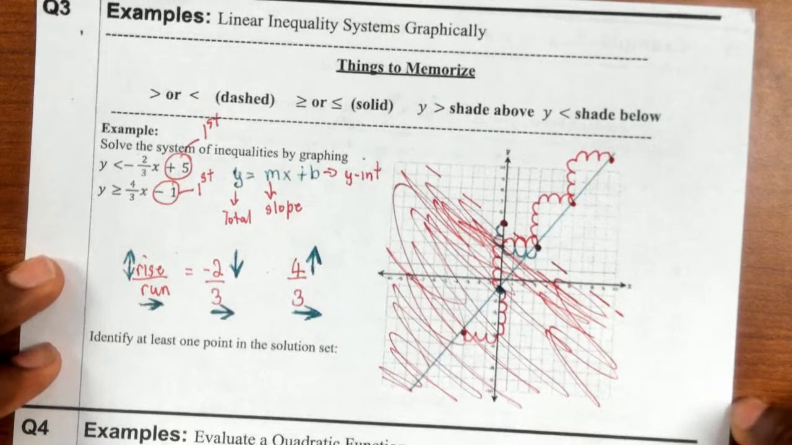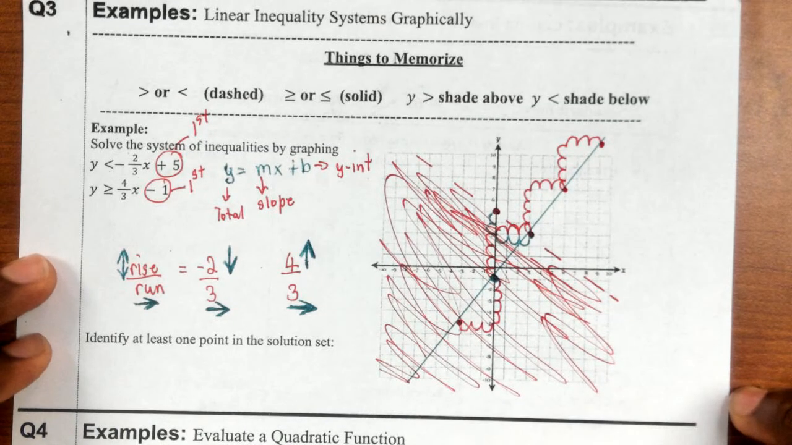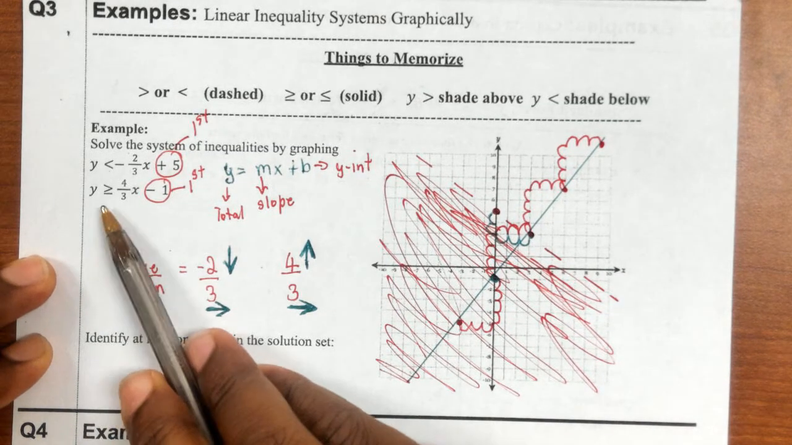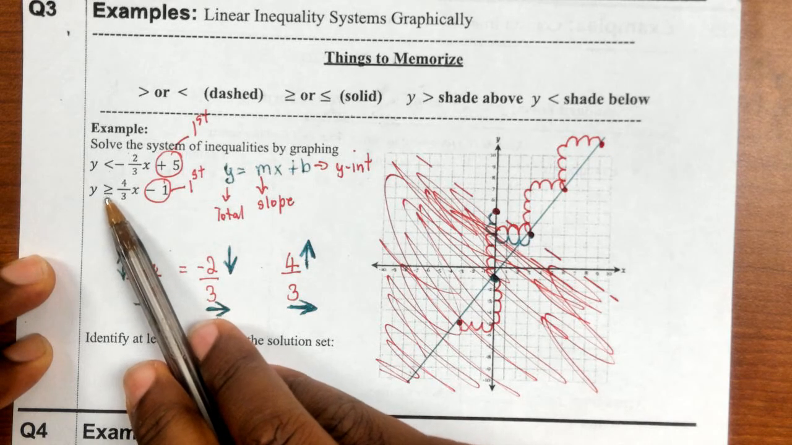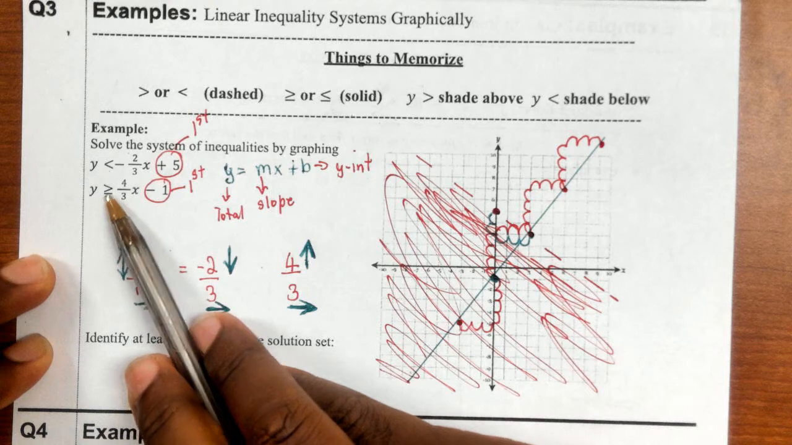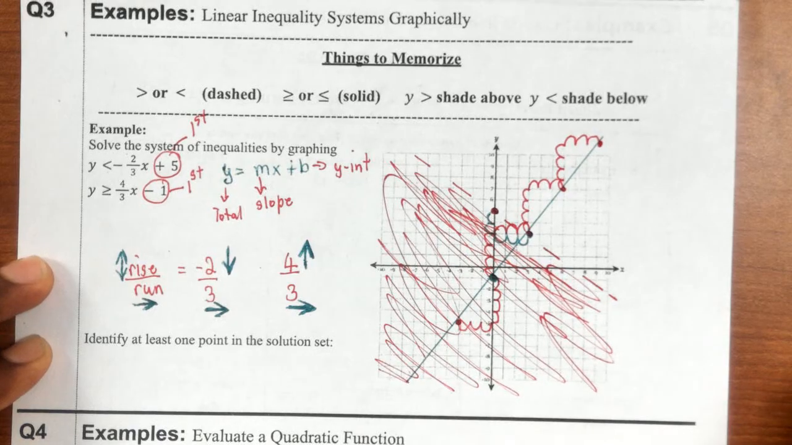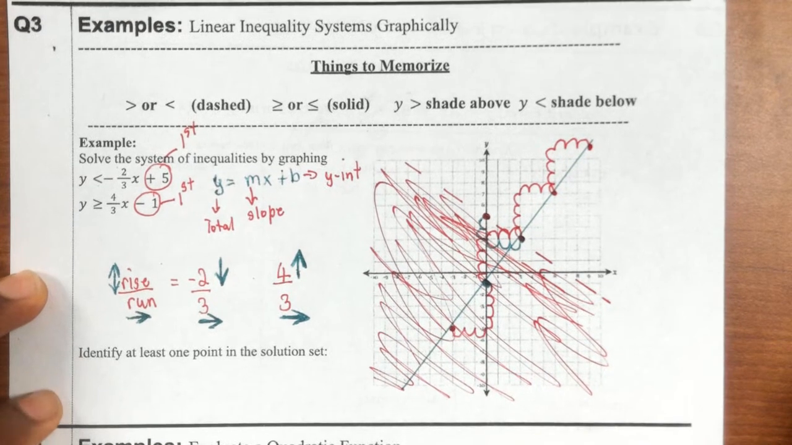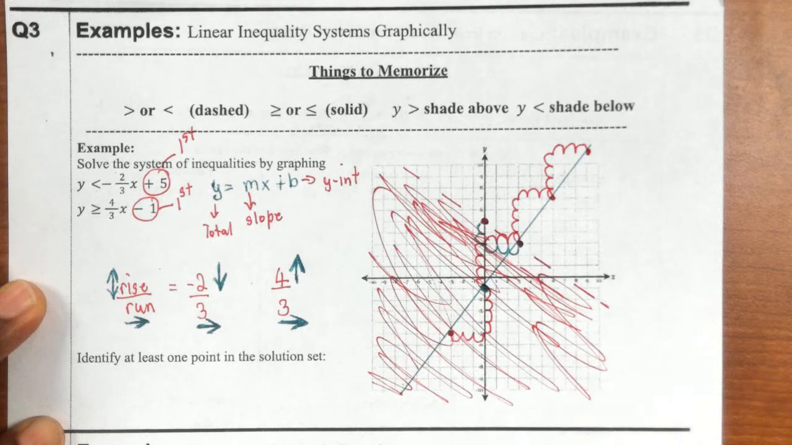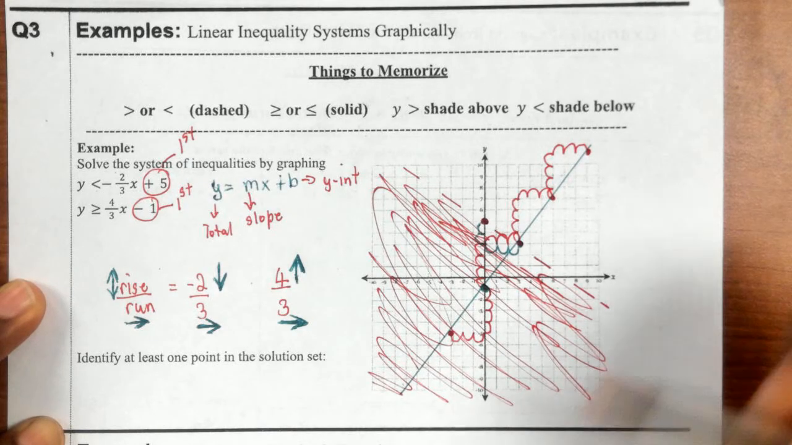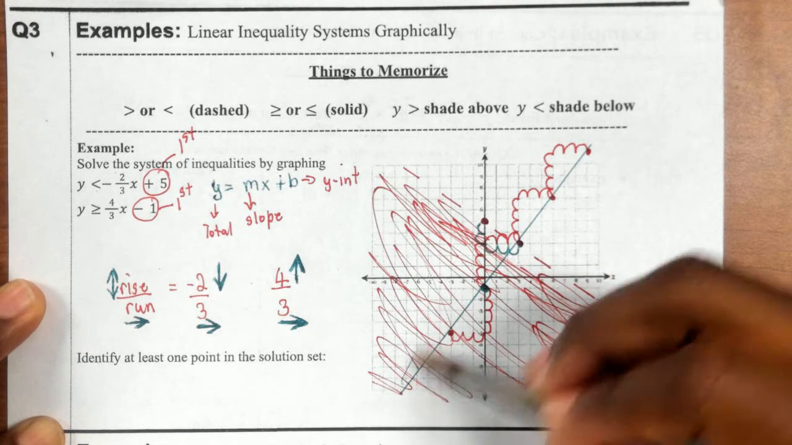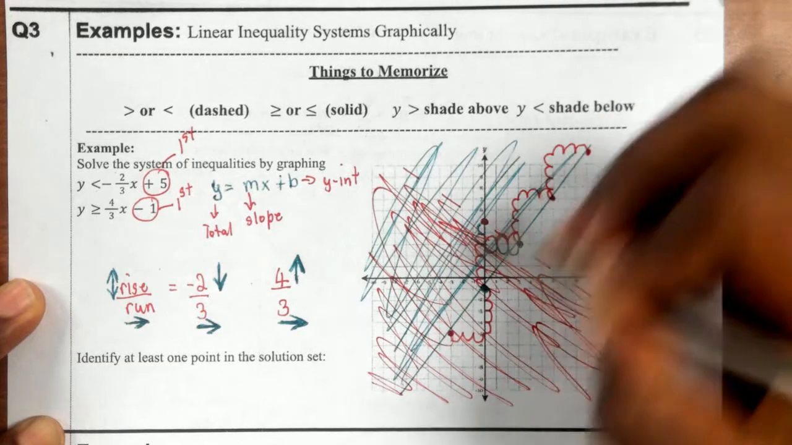Now I'm going to go ahead and shade. This is saying that y is greater than my line. I know it's a greater than sign because it does not look like an L. So am I going to be above my line or below it? I'm going to be above it, because greater means I'm more, I'm bigger, so I'm going to shade above.